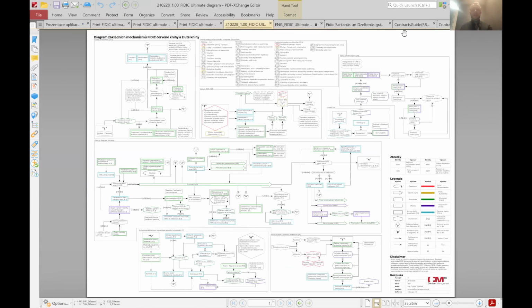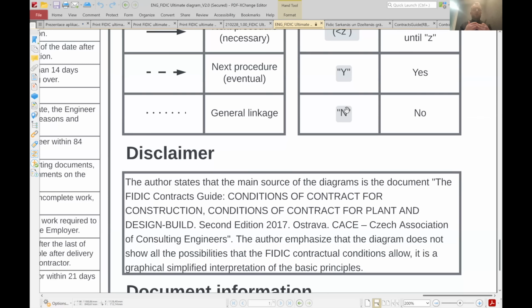This FIDIC guide, this source, is actually providing the explanation. It's providing the reason why the subclause is in a FIDIC, and it's better for you to understand. And I've been using this source for the FIDIC Ultimate Diagram. So it's an official source, an official commentary, an official explanation of the FIDIC subclauses. And I've been using quite a lot of this explanation even in the diagram.